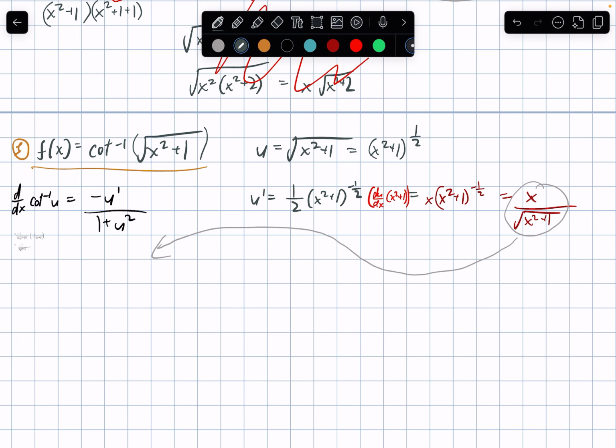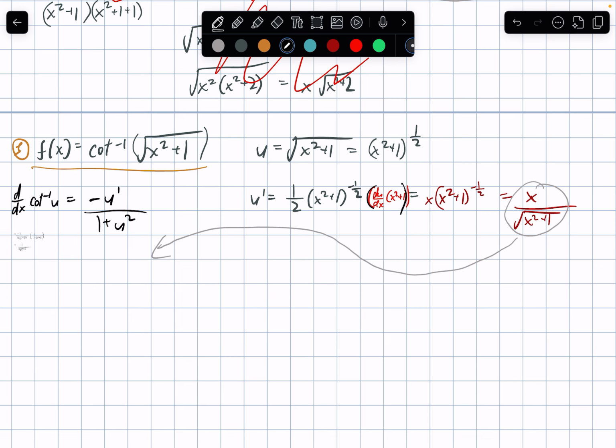So we have an arc cotangent, so the formula is this. If it were for arctangent, it would look like this. But for cotangent, it's going to be negative. And this is our u. To find the derivative of u, apply the chain rule. Bring down the exponent here, and then minus 1. That's going to be negative 1/2.